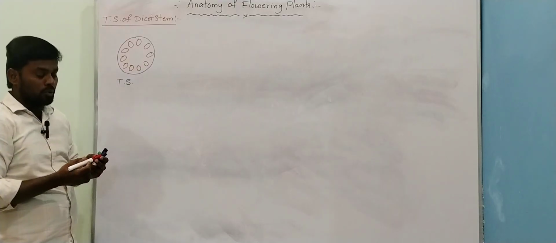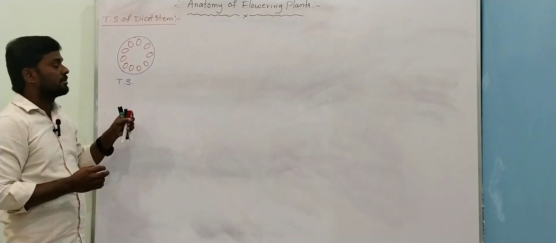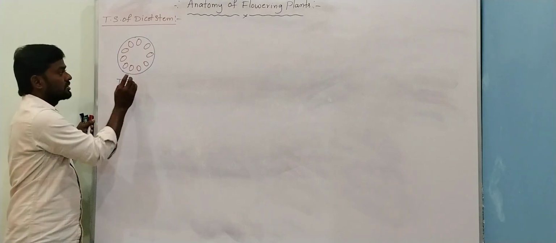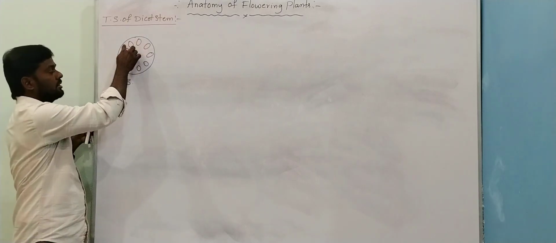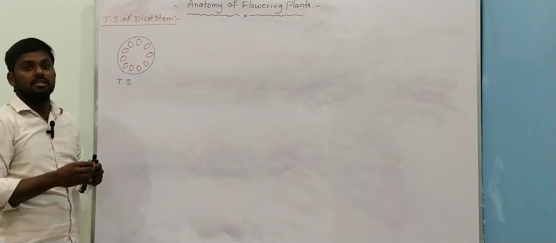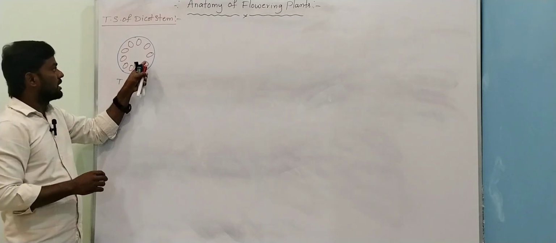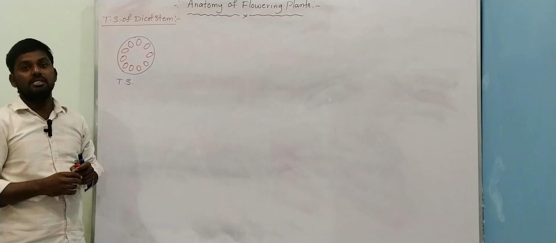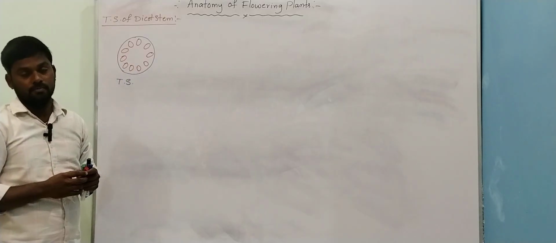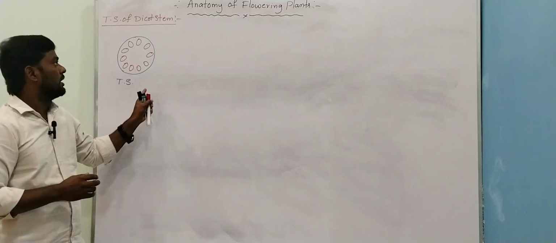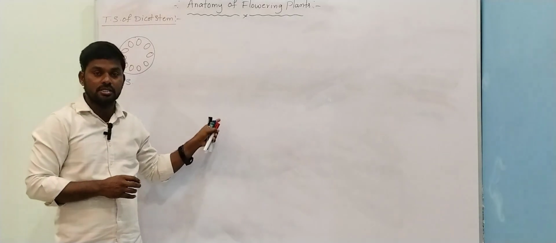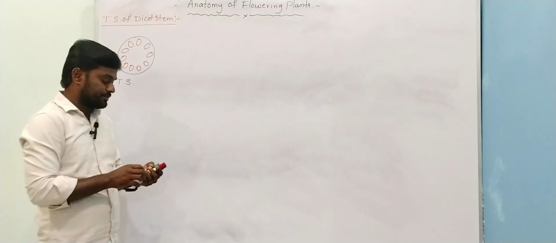How do we identify the dicot stem? When we cut the dicot stem, we find many vascular bundles arranged in a ring-like manner in the transverse section. The ring-like arrangement of vascular bundles is the characteristic feature of the dicot stem. Now let us start with the layers of the dicot stem one by one.